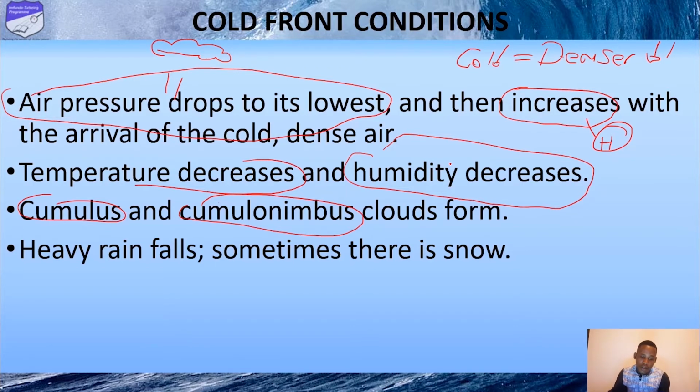So then, because of these cumulonimbus clouds that formed, guys, because of that air pressure that dropped to its lowest, and it formed these cumulonimbus clouds, we're going to have heavy rainfalls. Sometimes there could be even snow.